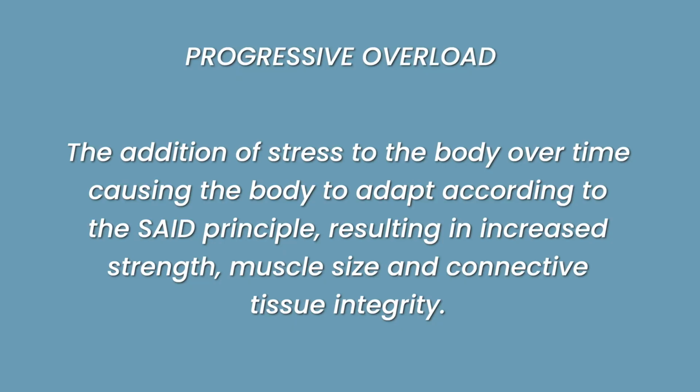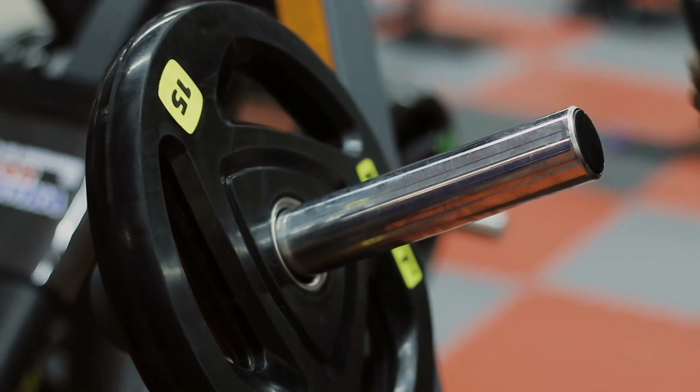And the method you use to do this is called progressive overload. Progressive overload is the addition or increase in stress to the body over time, so the body has to adapt in terms of muscular hypertrophy, strength, and muscle connective tissue integrity. So the SAID principle is the concept of adaptation to stress over time, while progressive overload is the increase of stress on the body to cause changes, which of course in practice is either putting more weight on the bar or making our body weight movements harder.